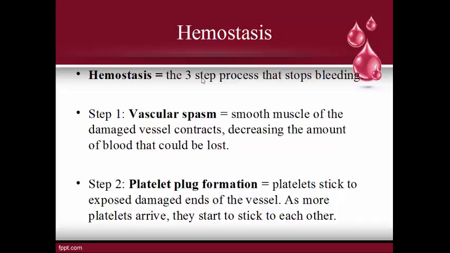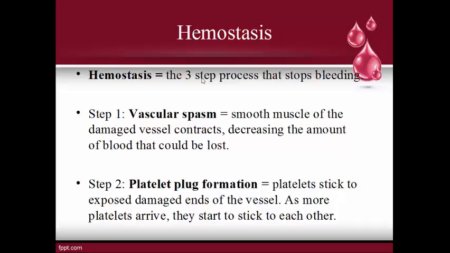The first one is called the vascular spasm. It's the smooth muscle of the damaged vessel contracting to lessen the amount of blood that's lost. And think of this as a reflex. If you touch something that's very hot, you pull back so you don't get hurt anymore. It's the same thing here. When a blood vessel gets damaged, it will contract so it doesn't lose any more blood than it already is. So think of that as instead of a spasm, think of it as a reflex.